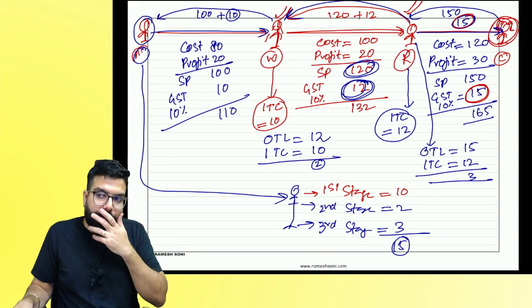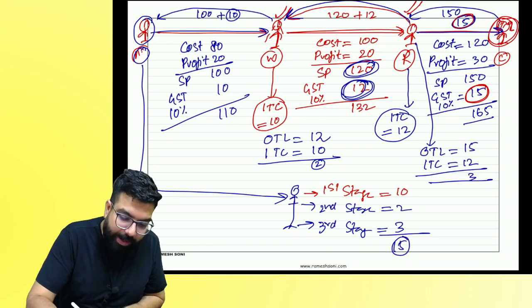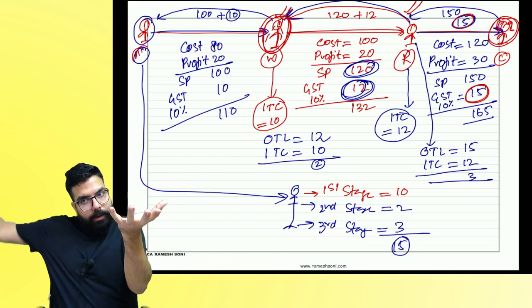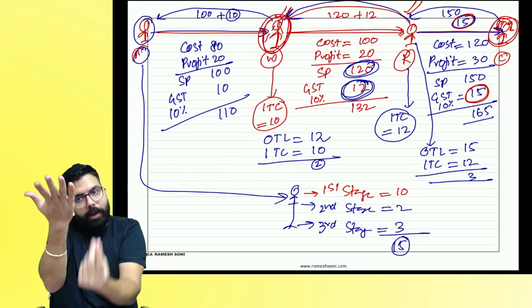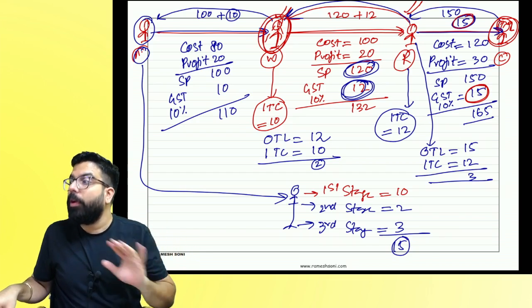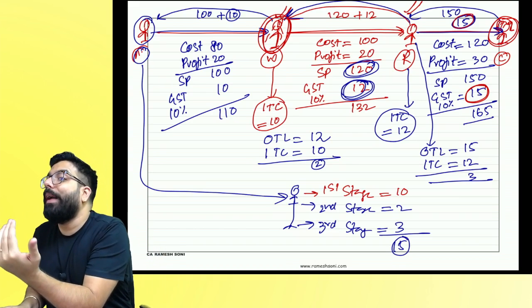Okay. What did we do? What did these people do? This guy did what? Outward tax on sale, purchase tax on purchase, set off, and paid the balance to the government. Correct? Everyone sure? Why is GST called value added tax?